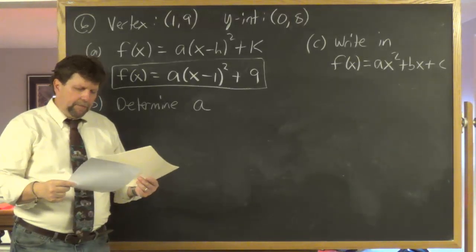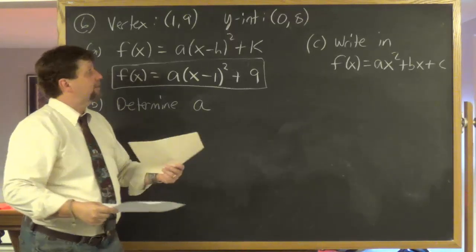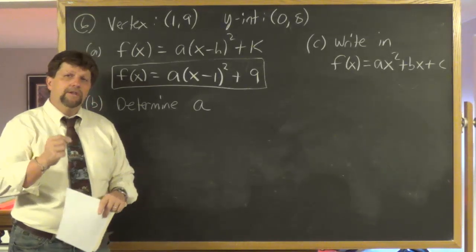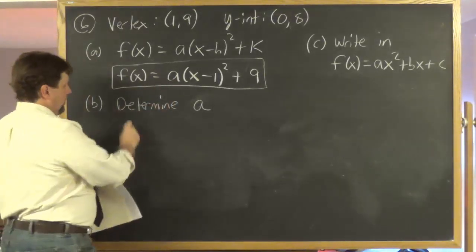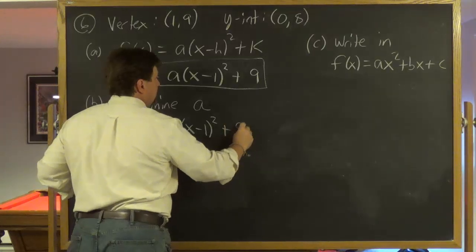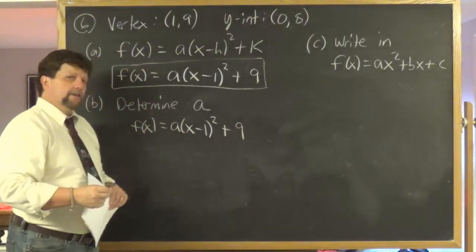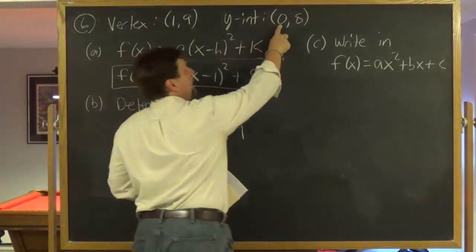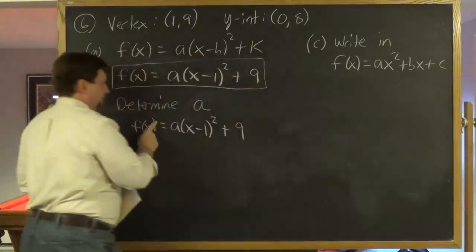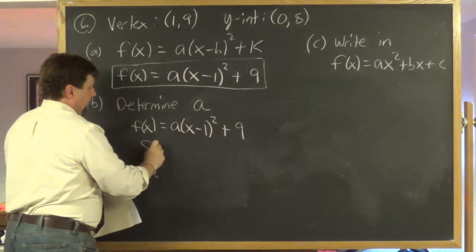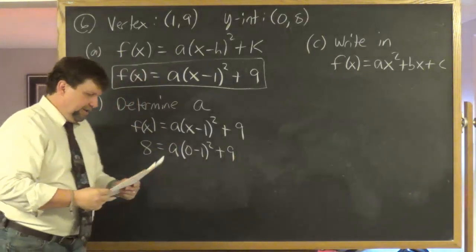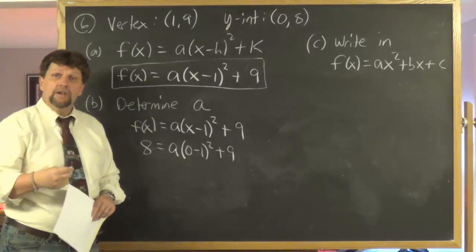But now part B, I ask you to use the coordinates of the y-intercept, (0, 8), to determine the value of A. So we're going to use the coordinates of the y-intercept to figure out what A is. So here's where we're at. We have f of x equals a times x minus 1 quantity squared plus 9. Well, keep in mind, this is x, this is y. So why don't I go ahead and put 0 in for x and put 8 in for y. That gives me 8 equals a times 0 minus 1 squared plus 9. It should be easy to solve this for a.